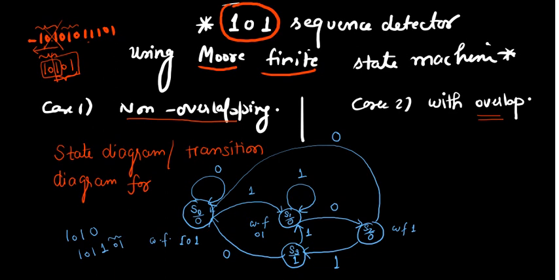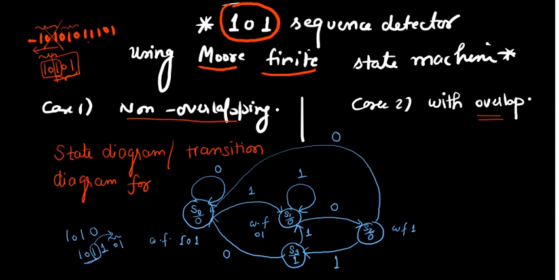Since no overlapping is allowed, we are not considering the previous one as an input to the next detection. So just this is a difference. So this is a transition diagram for the non-overlapping case. How would you make the state diagram for the overlapping case? So just try to draw the state diagram for the overlapping case.